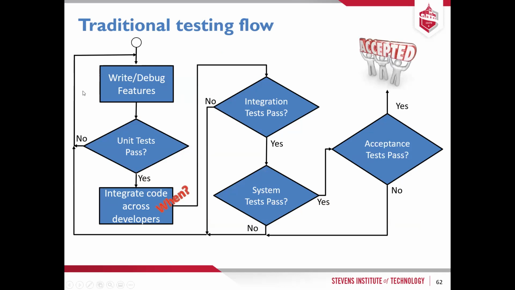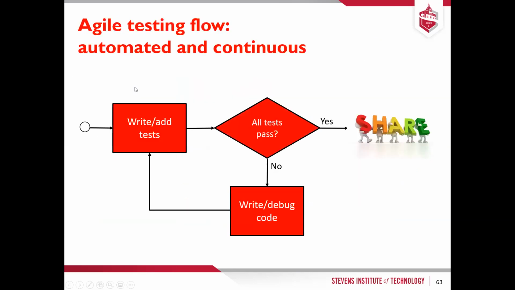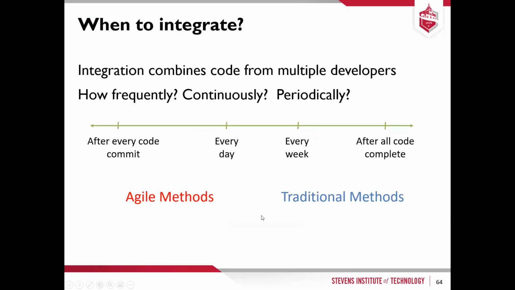If it didn't pass, we need to go back to the unit test. If it passed, we do the system test. Not passed, again, going back to the unit test. If passed, we do the acceptance. If not accepted, it's going back to the write and debug. In agile, we write tests, we run all the tests. If they pass, great. If it's not passing, we check the unit test that is done.